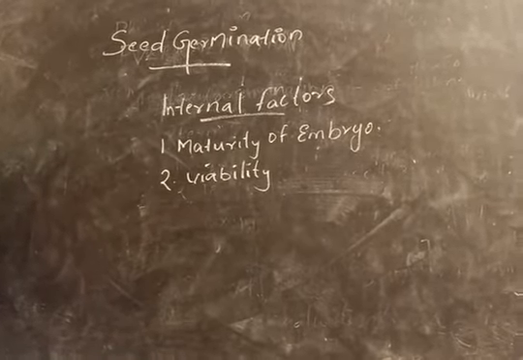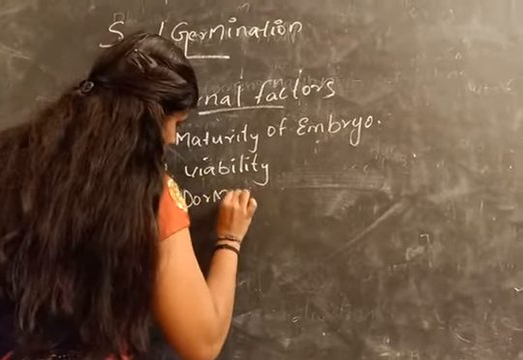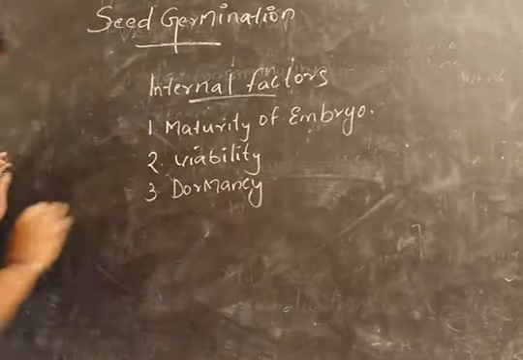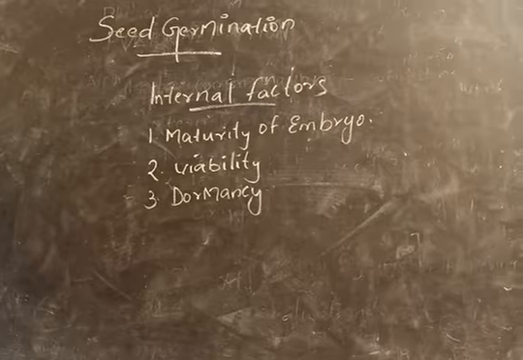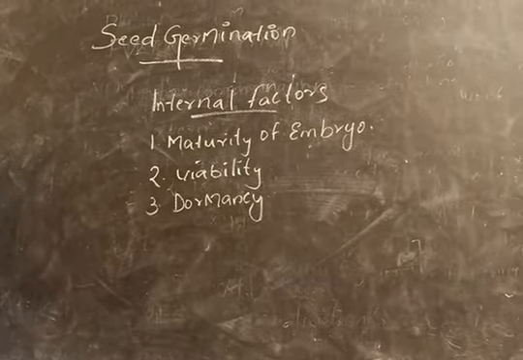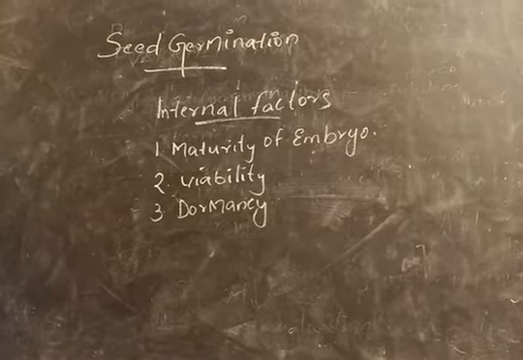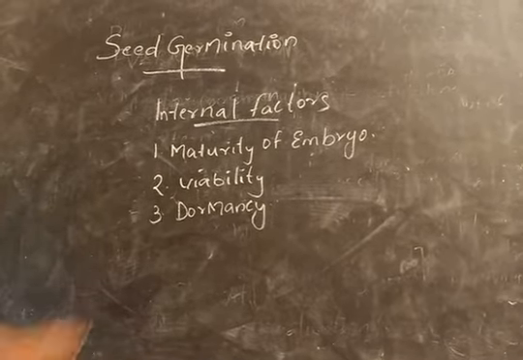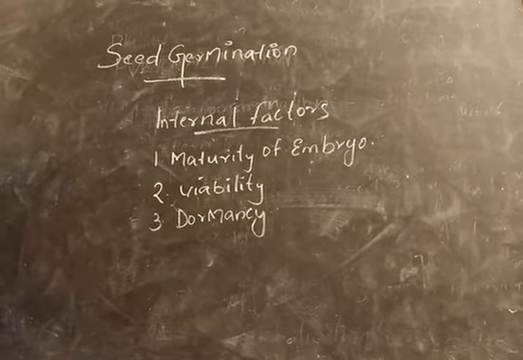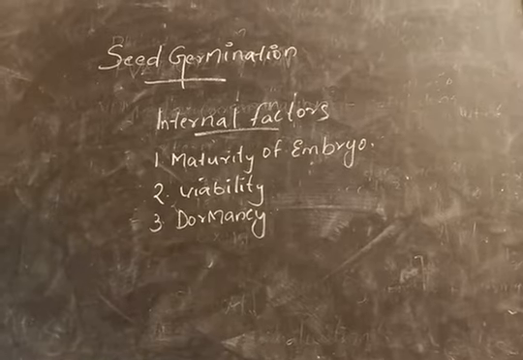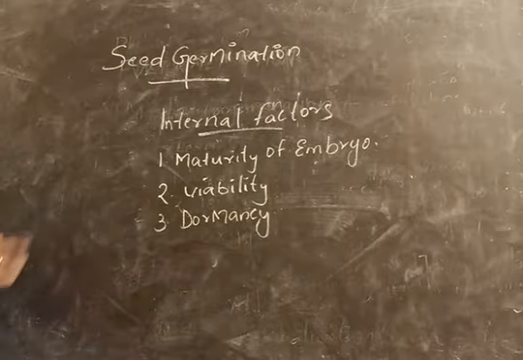The third one is dormancy. Seeds of many plants are dormant at the time of shedding. We are going to study dormancy in detail. So these are the internal factors that affect seed germination. So these are about seed germination. Now we are going to take seed dormancy.